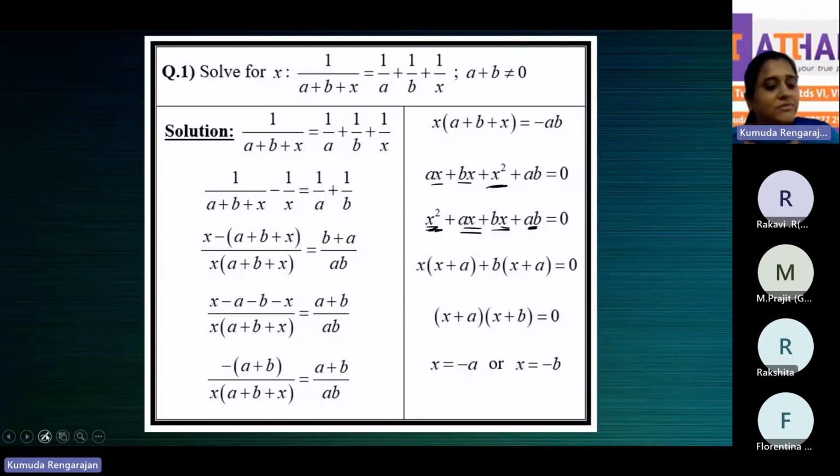Now there is nothing like splitting the middle term. The middle term is already split. That's why we have 2x terms. When you have 2x terms, you can continue factorizing. You don't have to do anything else.